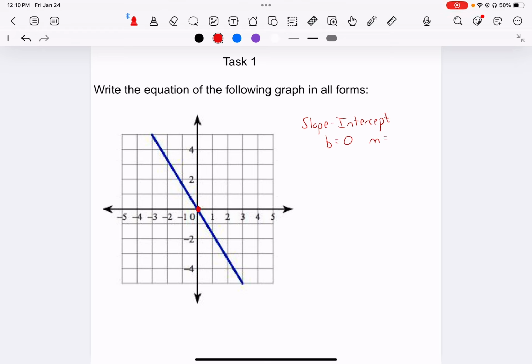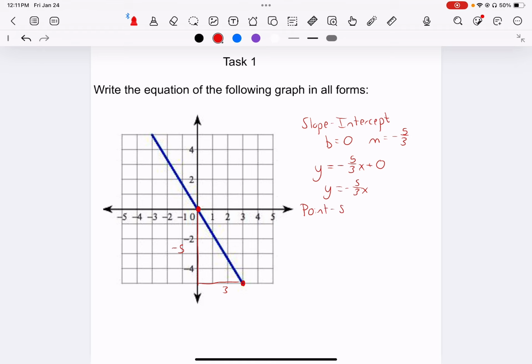Now to find the slope, I'm going to pick another point. I have a point down here, and I'm going to see how much I have to move up or down, and then how much to the right. So I have to move down 5 units, that's a -5, and then to the right 3. So my slope is -5/3. So my equation in slope-intercept form is y equals -5/3 x plus 0. Or I just write that as y equals -5/3 x.